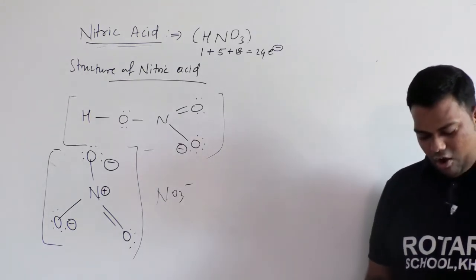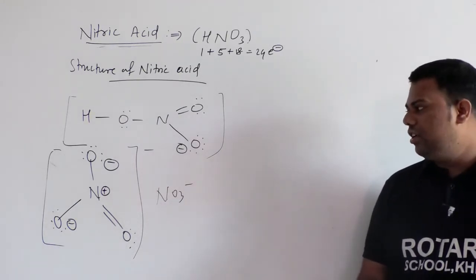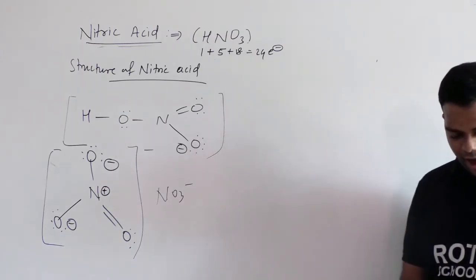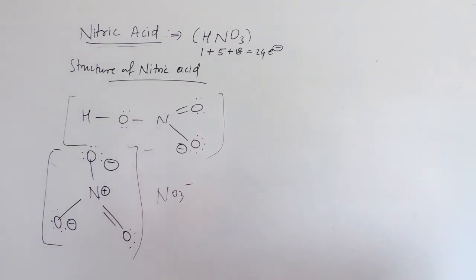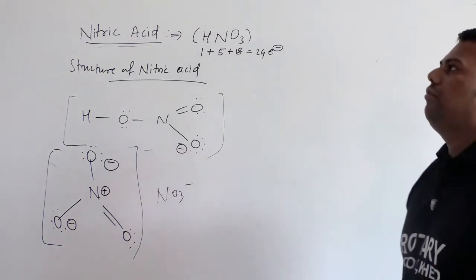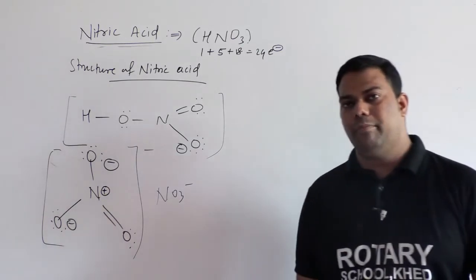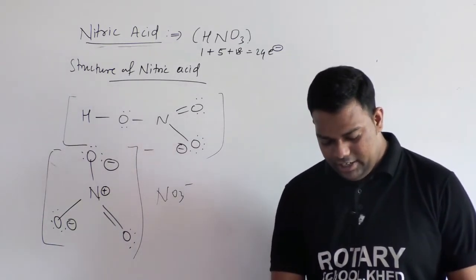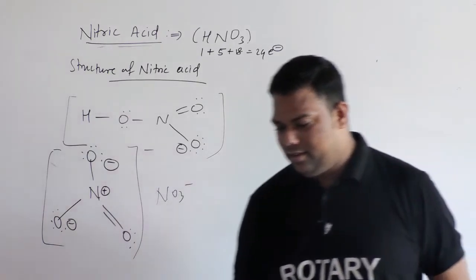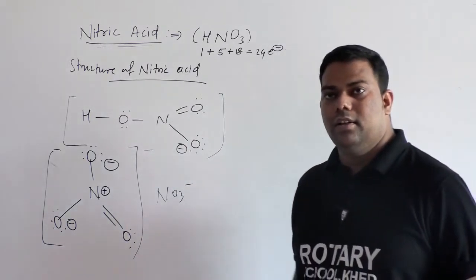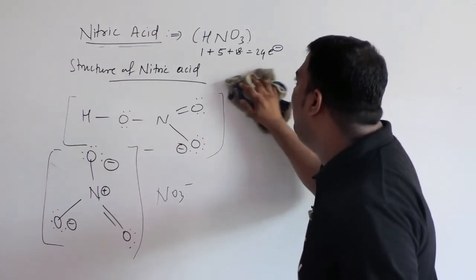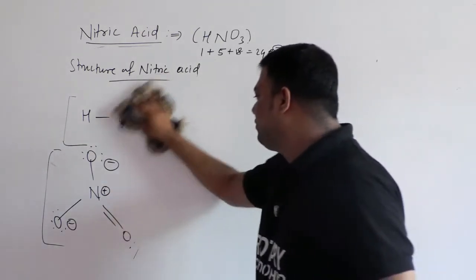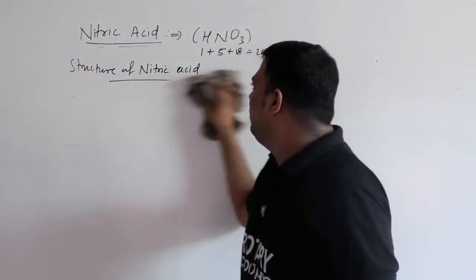So these are all about the structure of NO3 minus and nitric acid. Now after this, one of the important parts regarding the nitrate ion is the Brown ring test for nitrate ion. We will discuss the Brown ring test today, so pay attention to this.